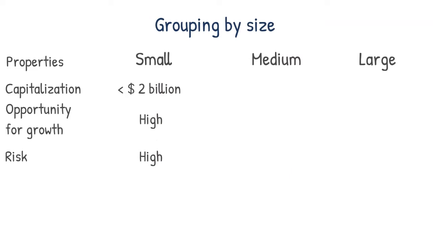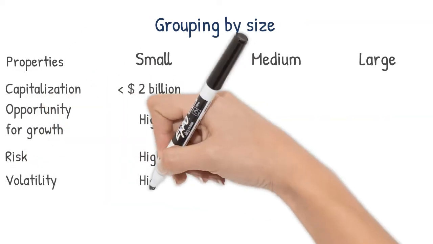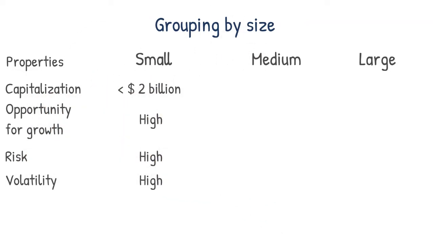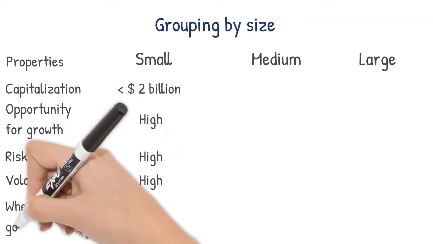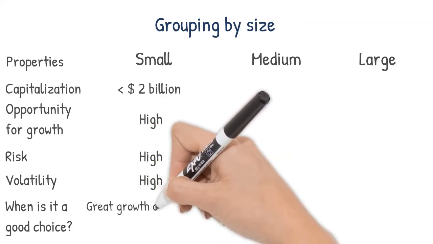When looking at short time horizons, small companies are more volatile than large ones, and therefore their risk is higher. Looking over a longer time horizon, however, they are more likely to outperform the big ones. When is a small capitalization a good choice for you? It is if you are willing to wait for the small company to grow.